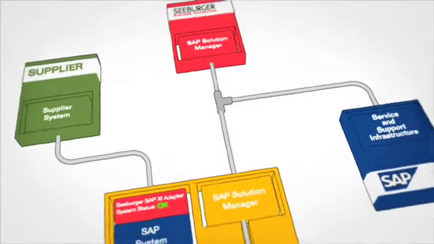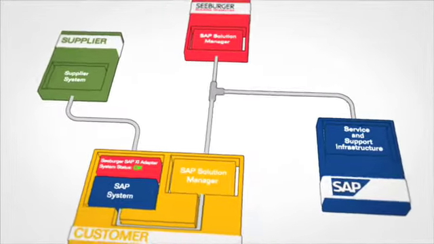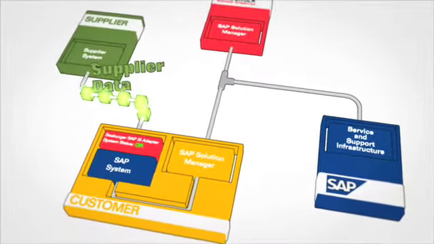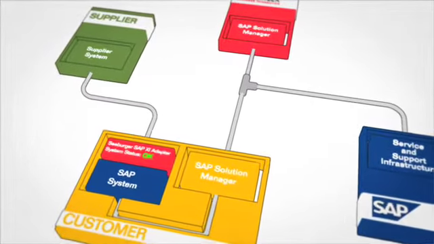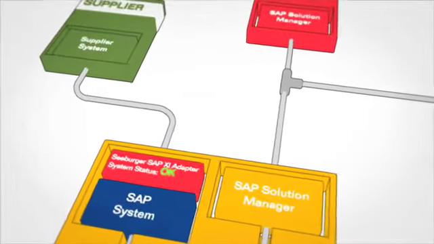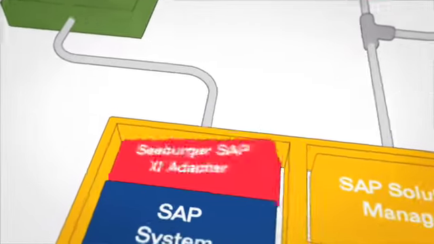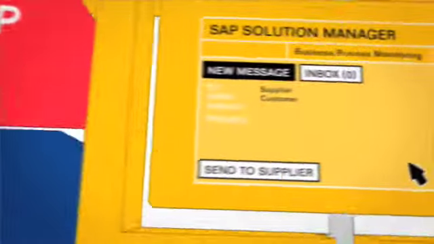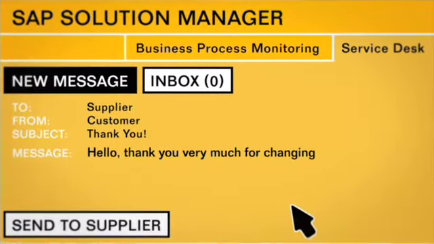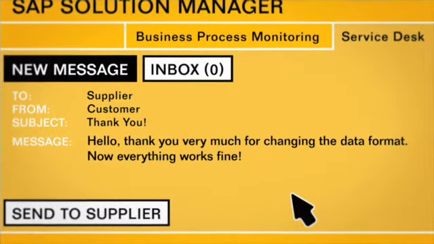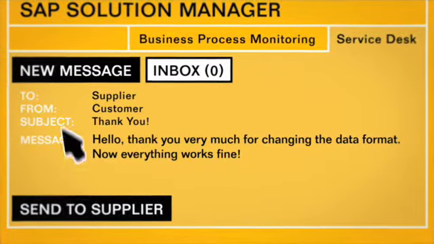Everything works correctly at the customer system after the supplier has changed the data format and has resent the data in the correct format. The data can now be processed by the customer. He answers the supplier's email and reports that everything is fine now.